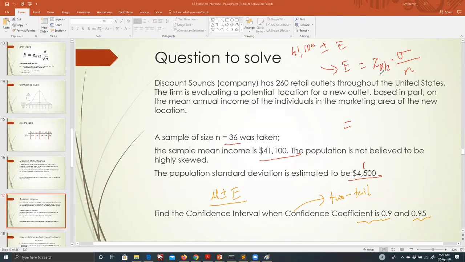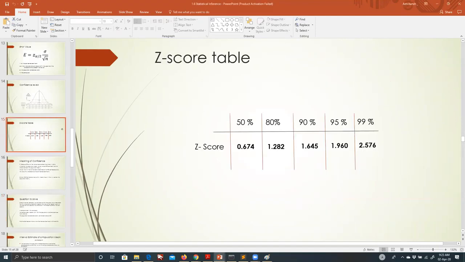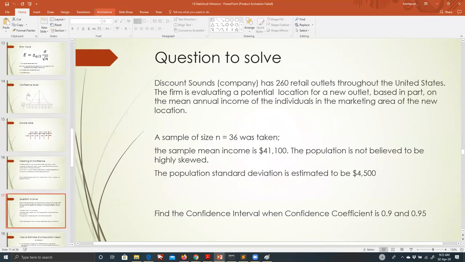So error value, to calculate, for 0.9, how much was the Z value that I already showed you? No, careful. Z value is 1.645. So 1.645 into 750, divided by 6.